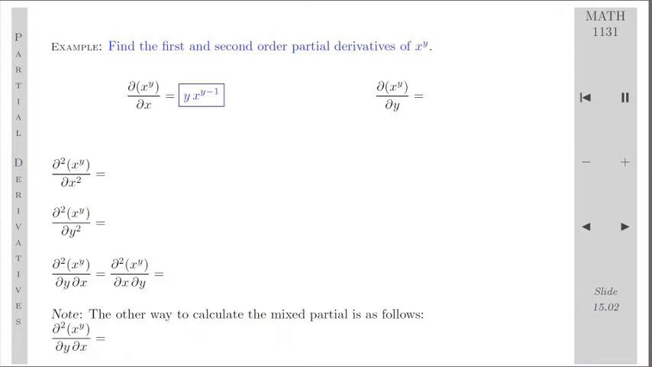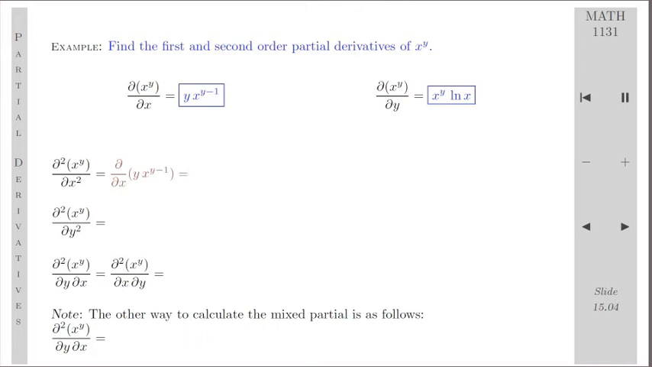If I differentiate with respect to x, I just use the power rule. I get y x to the power y minus 1. When I differentiate with respect to y, I use the exponential rule. So I get the exponential times ln of the base times derivative of the exponent. So x power y ln x times 1.